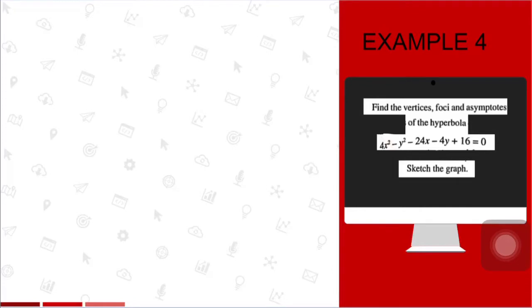We have come to the final example 4, which says to find the vertices, foci, and asymptotes of the hyperbola, and you are given a general equation like this. And finally, you need to sketch the graph. Okay, so in this case, we need to complete the square in x and also in y in order for us to find the information from the equation given.